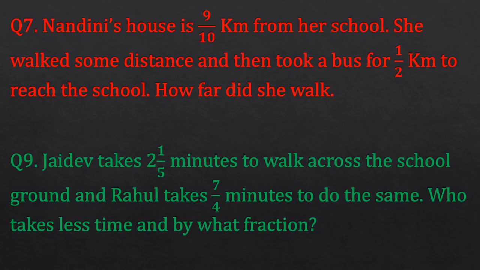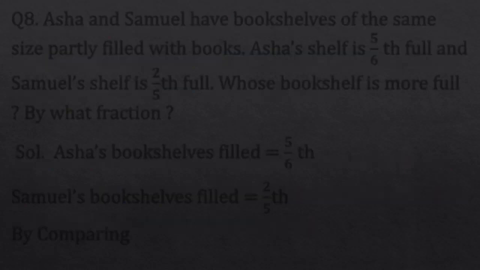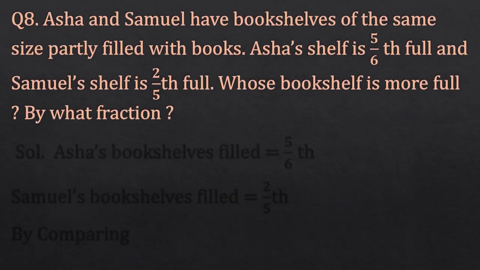Okay, now see, for this I have done one question for you of the same type, that is question number 8. Now see question number 8. Asha and Samuel have bookshelves of the same size, partly filled with books. Both have bookshelves, and the size of the bookshelf is the same for both, and they are partly filled with books. They are not fully filled.